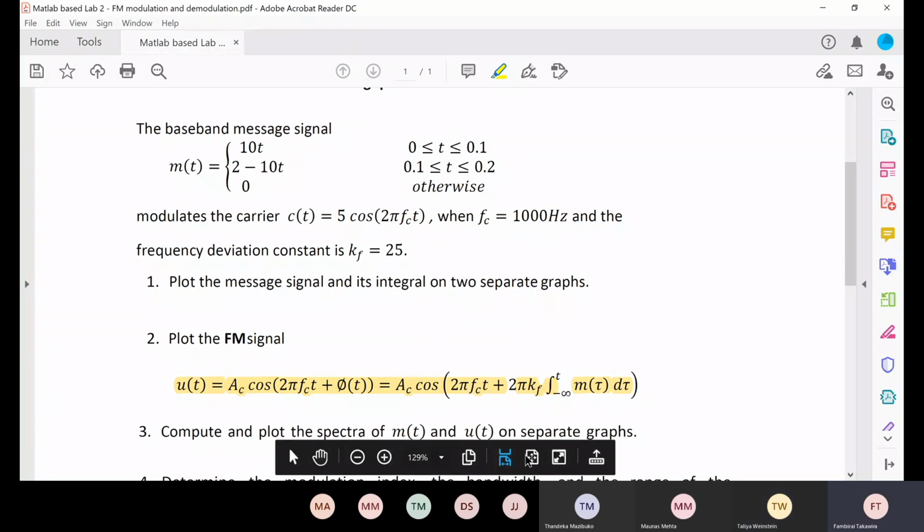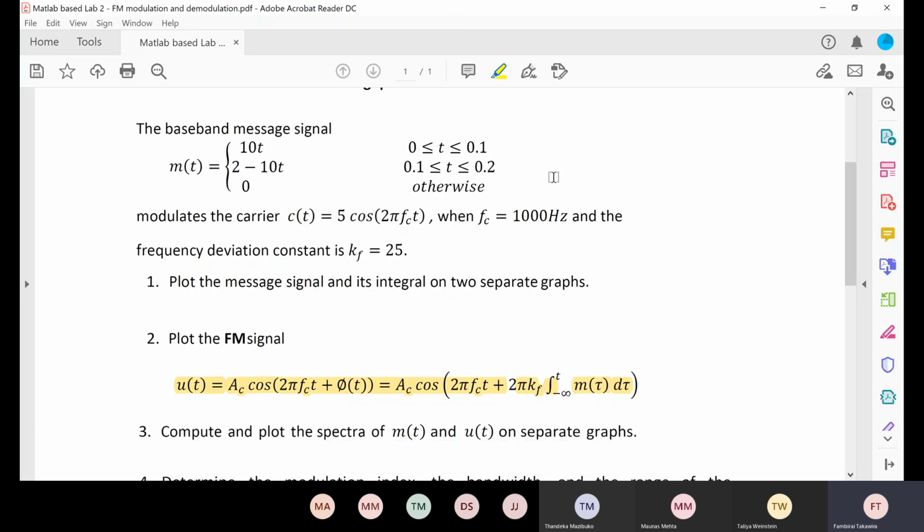Yes, so essentially, if I were to draw this, for t negative, M of t is 0. At t equal to 0, your M of t is 0. And then between 0 and 0.1, it's a linear function. At t equal to 0.1, M of t would be 10 times 0.1, which is equal to 1. Correct? Yes, okay, right.